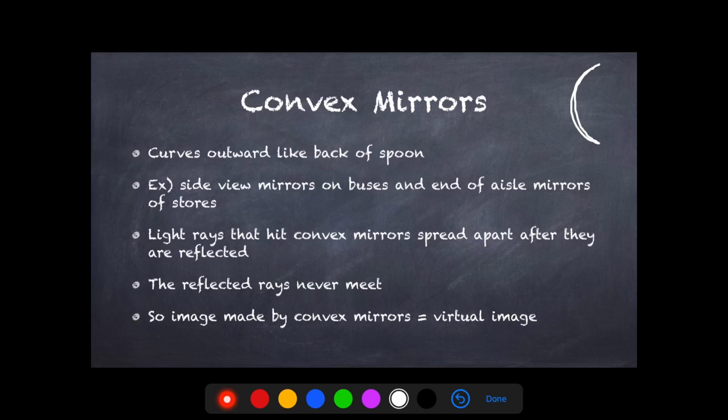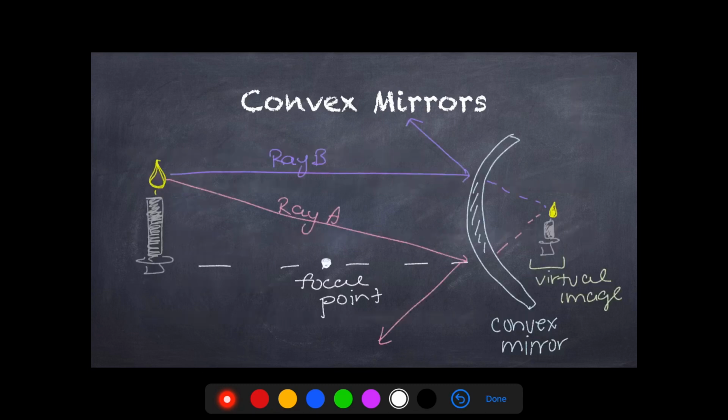If you're going down the grocery aisle, at the end of grocery aisles, you'll see these convex mirrors, and that way they can see more. Even though it looks smaller, they can see more down the aisle and more detail from the environment. When light rays hit convex mirrors, they actually spread apart more after they're reflected. These reflected rays don't actually meet, so the image created by convex mirrors is also called a virtual image.